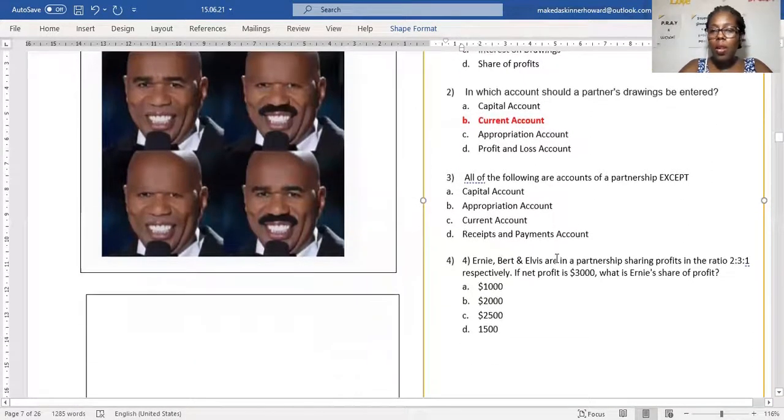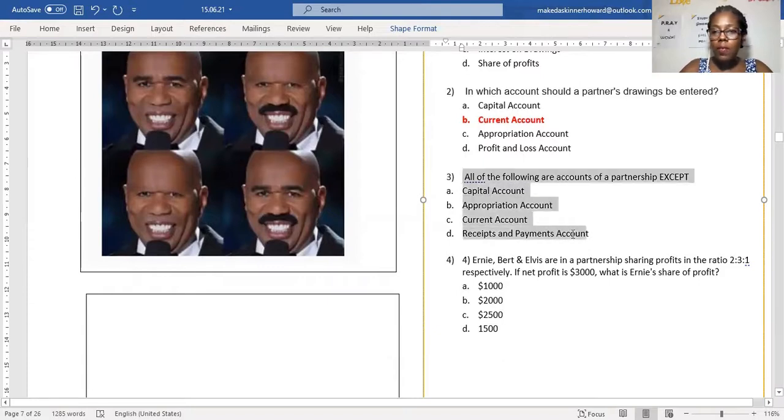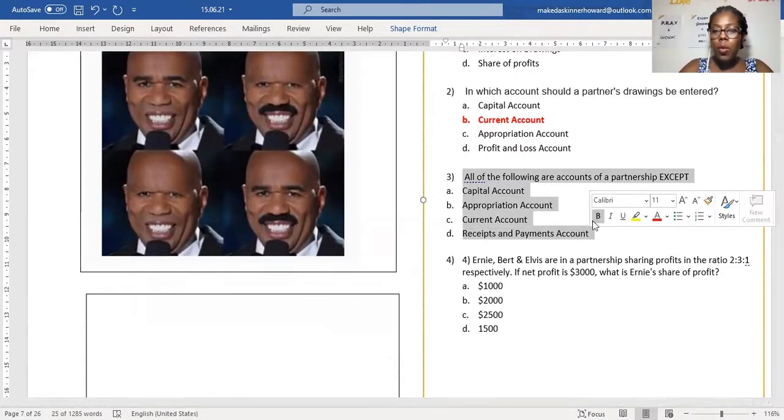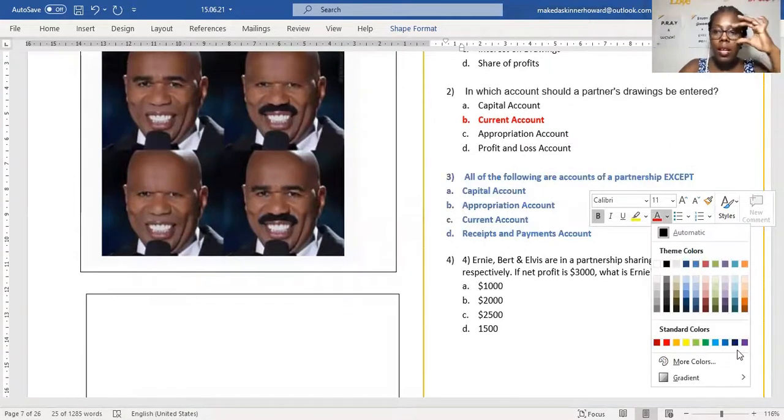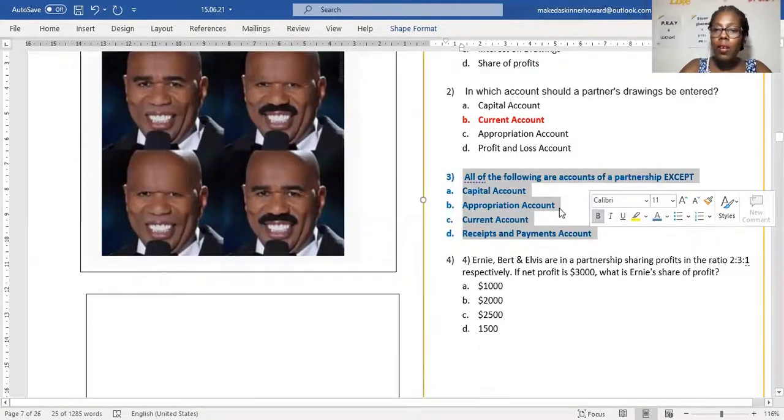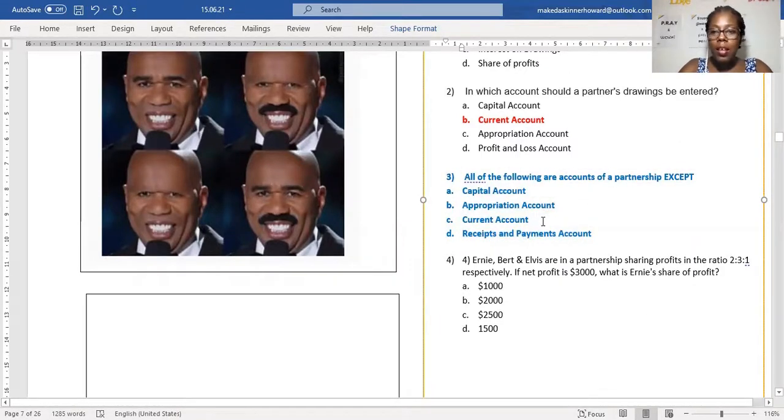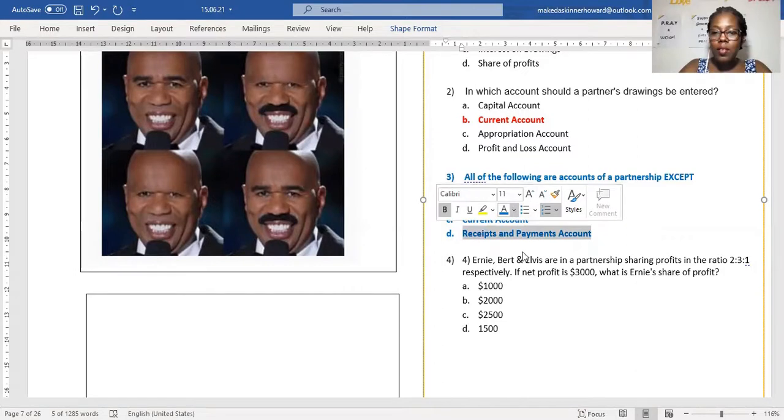Number three, all of the following are accounts of a partnership except. All of these are accounts of the partnership. So we looked at a few different types of accounts during our class time. One of these we definitely did not look at, and that is not part of the accounts of a partnership. So we looked at capital accounts, we looked at appropriation accounts, we looked at current accounts. We did not look at receipt and payment accounts. So the answer for number three is D.